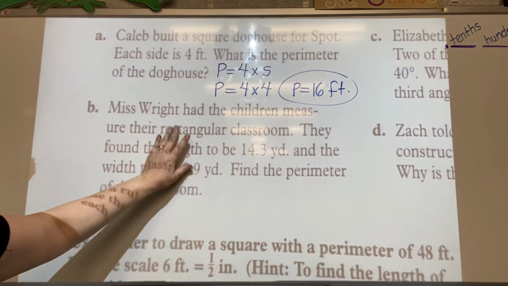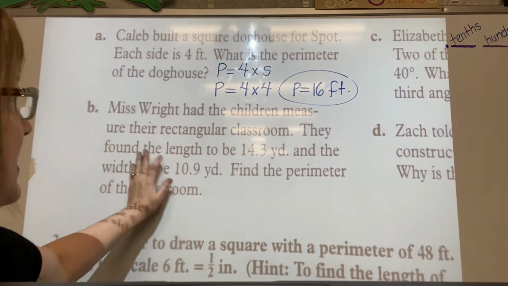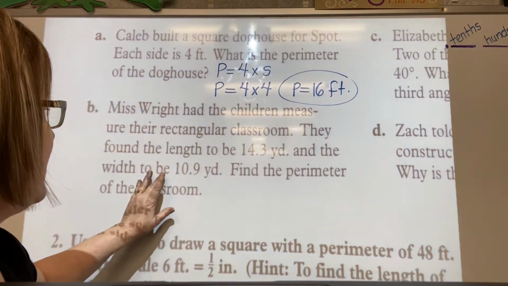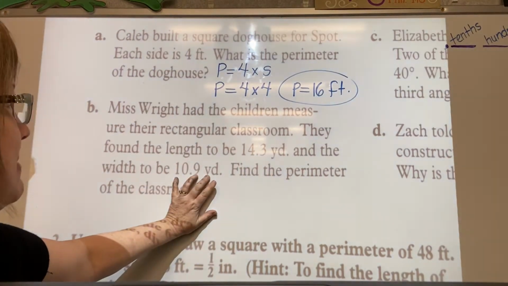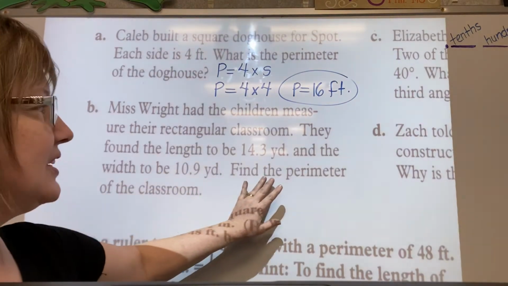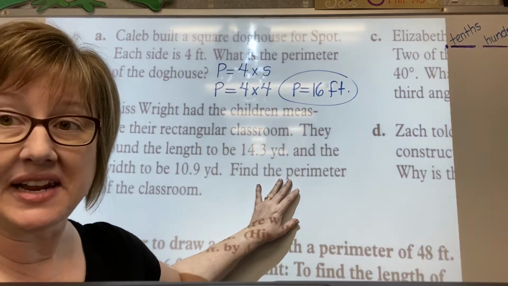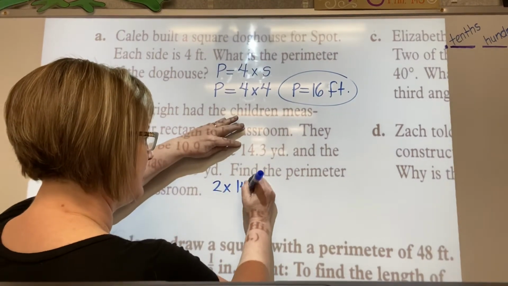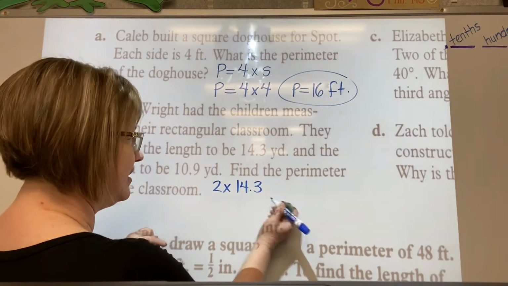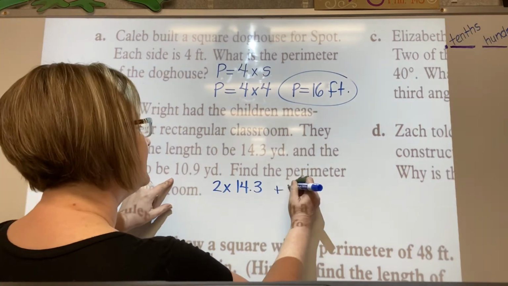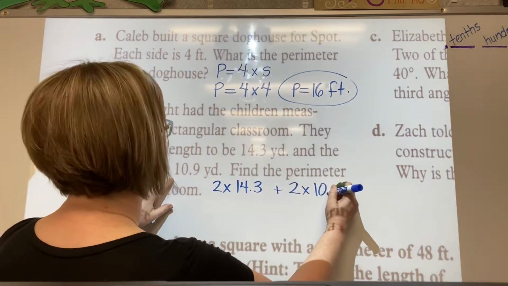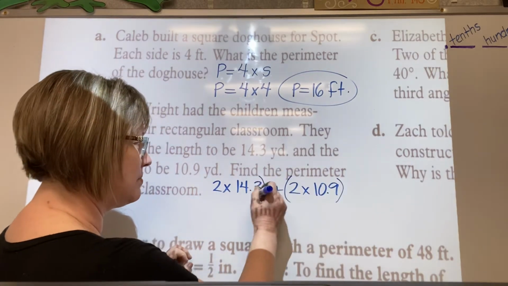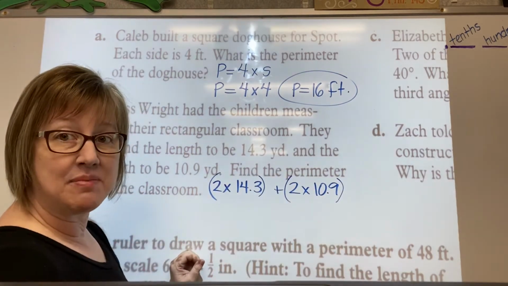Okay, Mrs. Wright had the children measure their rectangular classroom, found the length to be 14.3 yards, a little harder, and the width to be 10.9 yards, my bad. Okay, this is rectangular again. So on this one, you gotta go back to yesterday's and you'll have to do 2 times 14.3, a little harder because of a decimal, but we know how to do that, right? Plus 2 times 10.9. No, you do not have to write out the formula every day if you can remember it, but you just gotta make sure you know what you're doing.